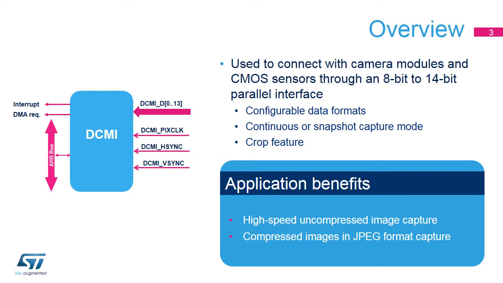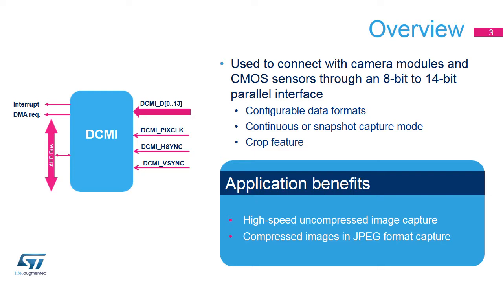The camera generates a parallel data flow together with a pixel clock signal, DCMI PIXCLK, which allows the interface to capture the incoming data flow. Two optional signals, H-Sync and V-Sync, may be used to synchronize the image frame between the camera and the STM32. The DCMI also supports line and frame synchronization code in the data flow.